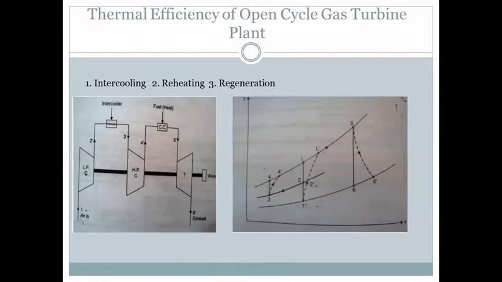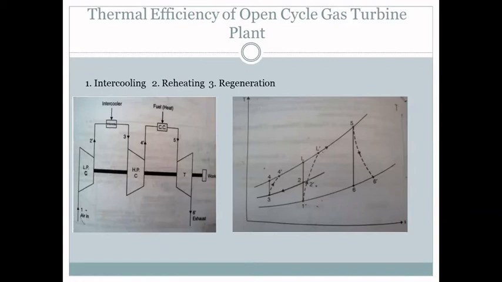Thermal efficiency of open cycle gas turbine plant. Now we are going to talk about three methods to improve thermal efficiency, which are intercooling, reheating, and regeneration. In this presentation, we are going to talk only about intercooling.